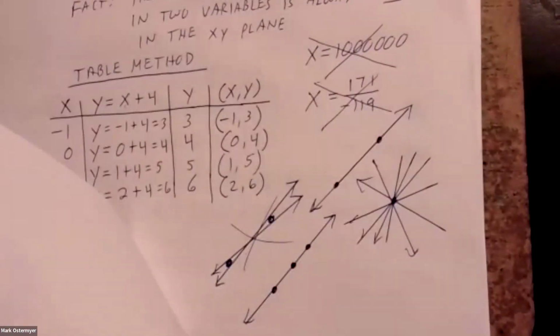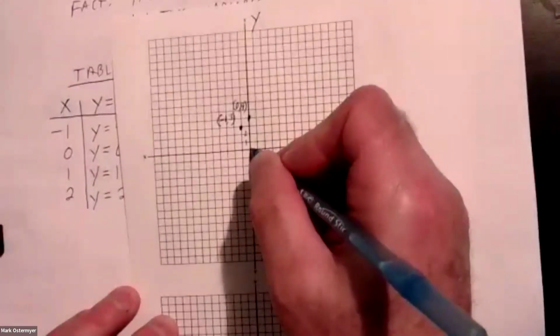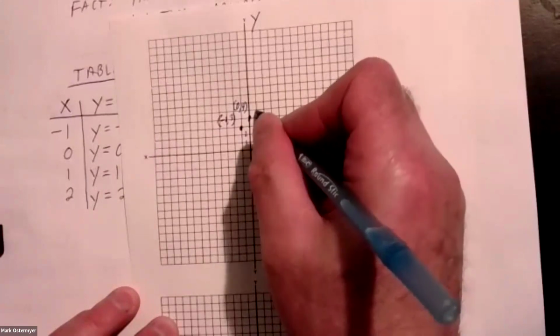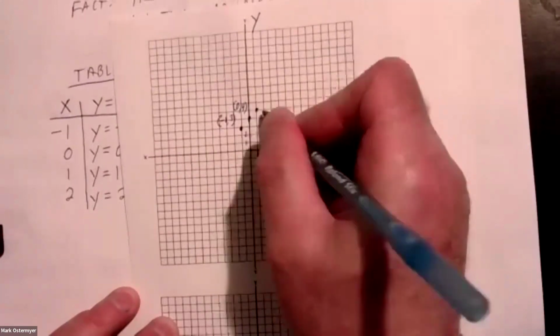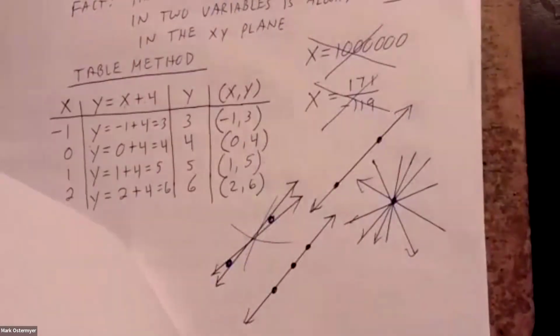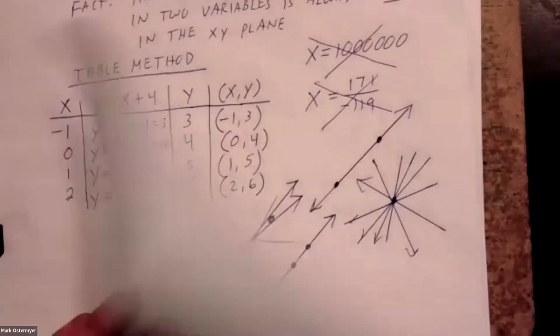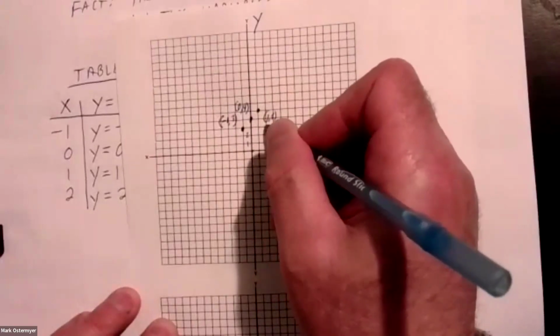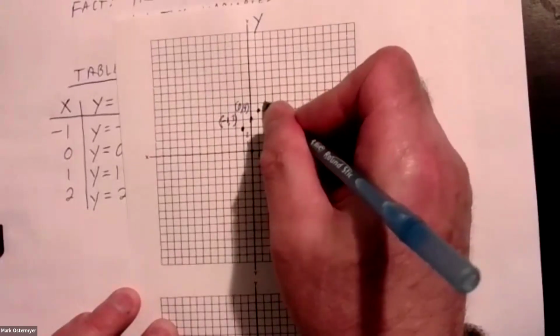Now I'm going to plot the other ordered pair solution, which is (1, 5). Starting at the origin, I move 1 to the right, then up 5. 1, 2, 3, 4, 5. There's (1, 5). Finally, I'll plot the last solution I generated, which is (2, 6). Start at the origin, 2 to the right, up 6. 1, 2, 3, 4, 5, 6.